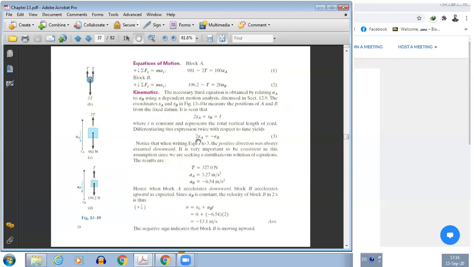Or we can say that 2AA equals negative AB. So this is the direct approach. We did it, but we went through all the steps just today. Okay, so 2AA equals negative AB.